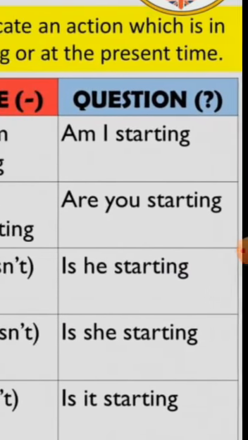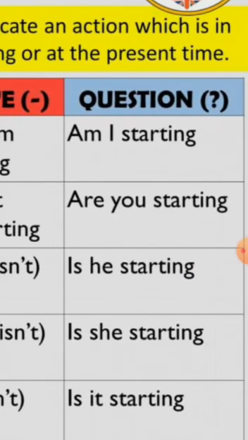And in interrogative questions, it means in yes/no questions, is/am/are will come first, then the subject will come. Are you playing? Are you coming? Is she playing? Is he coming? Am I writing? Am I speaking? These are the interrogative questions, but yes/no questions, not WH questions.